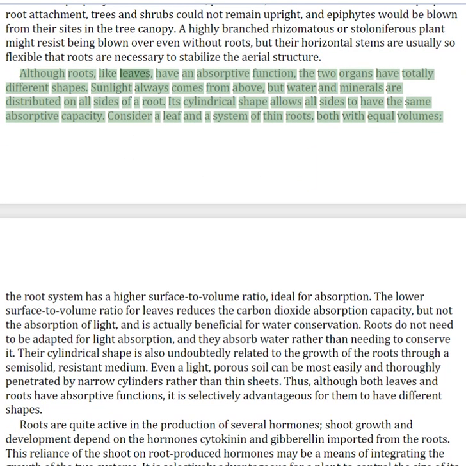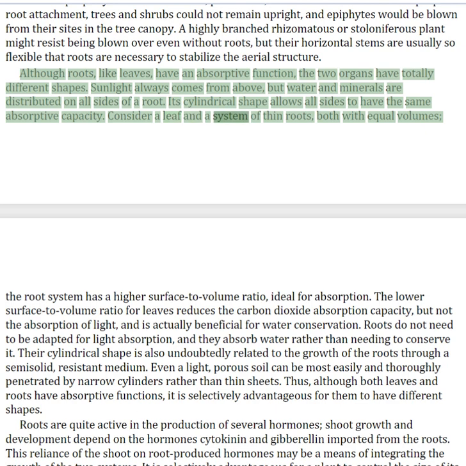Although roots, like leaves, have an absorptive function, the 2 organs have totally different shapes. Sunlight always comes from above, but water and minerals are distributed on all sides of a root. Its cylindrical shape allows all sides to have the same absorptive capacity.